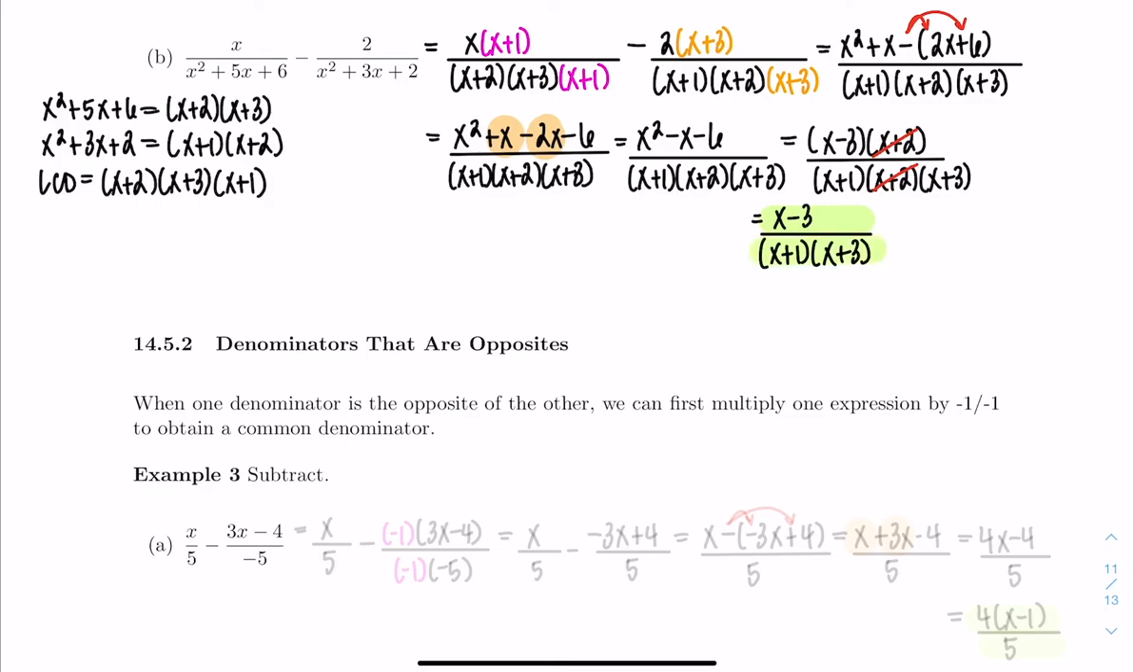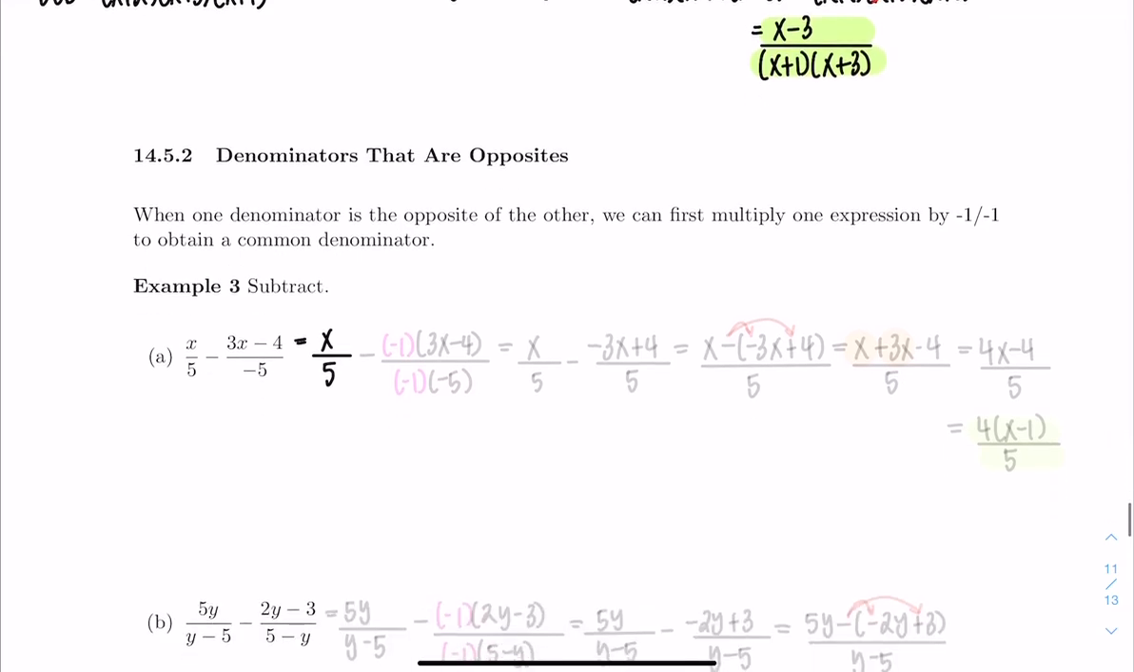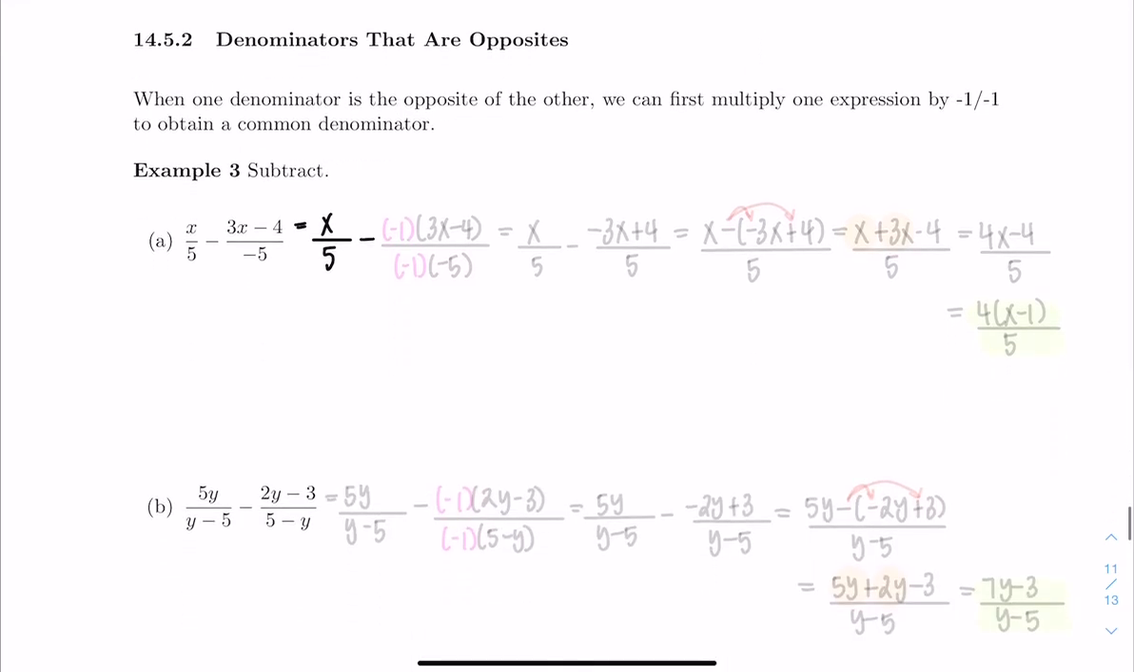What about denominators that are opposites? This works the same way. We want to make sure we multiply one of the fractions by -1 over -1. So in example 3a, I have a 5 and a -5. And so I'm going to keep the first fraction the same, and I'll manipulate the second fraction by multiplying by a -1 on the top and bottom.